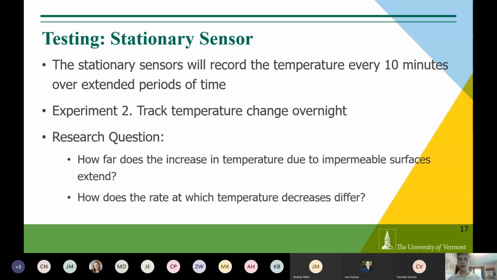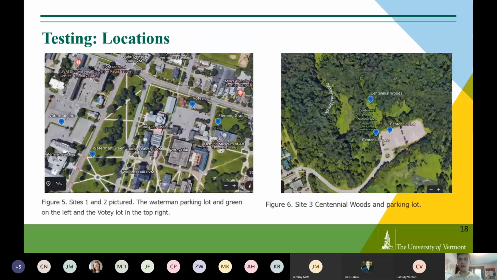The goal of this sensor is to track the temperature change overnight, and it'll record the temperature every 10 minutes over extended periods of time. These are my testing locations. On the left, we have the Waterman parking lot and the Waterman Green, labeled Waterman Lot and Waterman Green. On the top right, we have the Vody parking lot and the Fleming Grass. And then on the right, we have Centennial Woods, a Centennial tree, which is on a tree at the outskirts of the parking lot. And then we have a sensor in the middle of the Centennial parking lot.